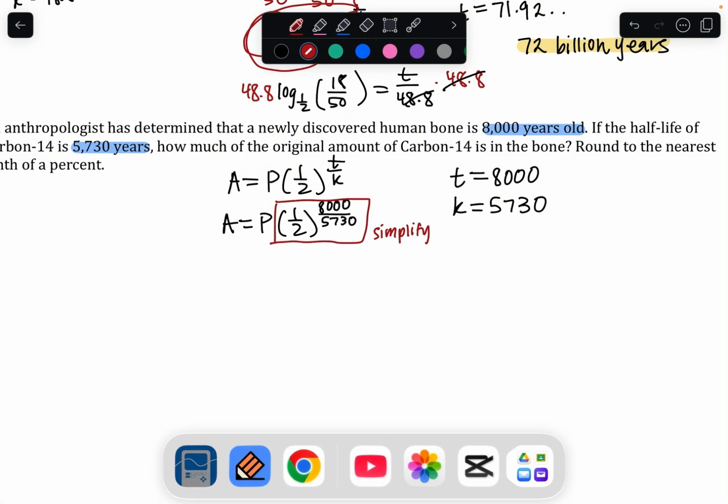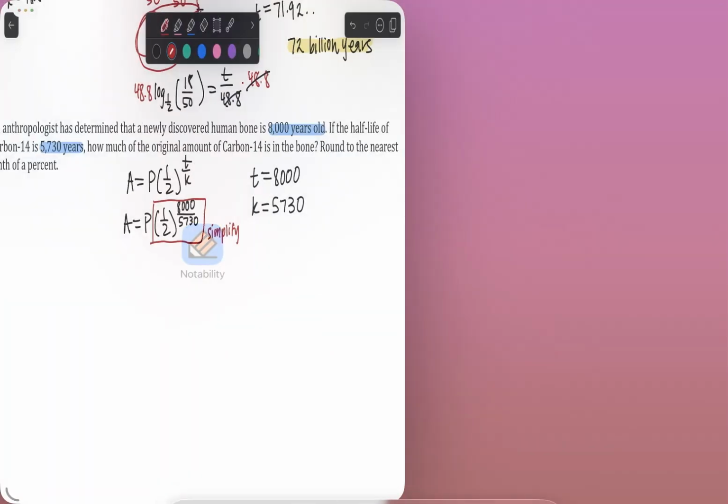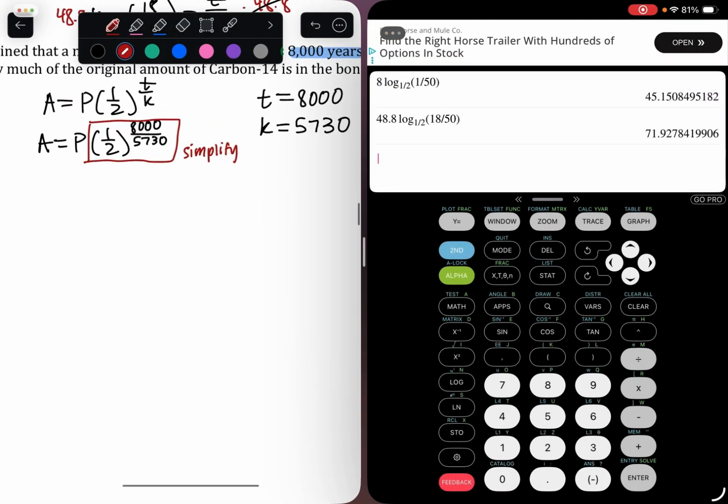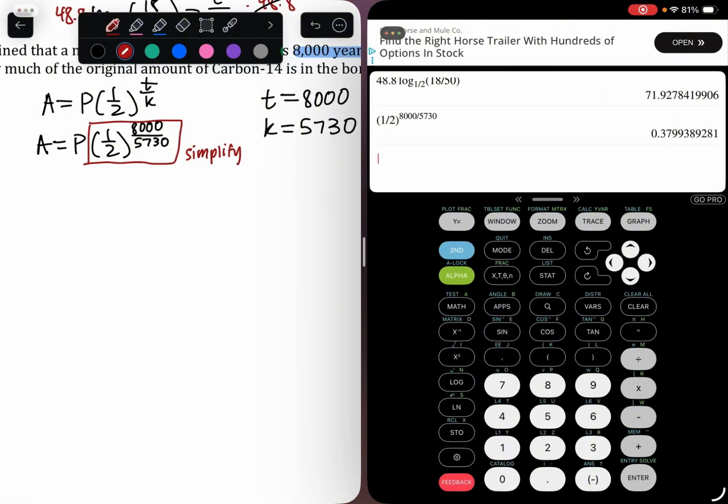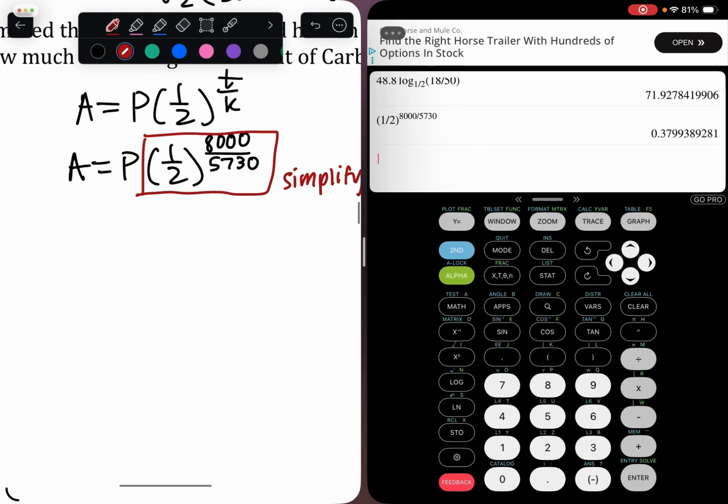Okay, and so what we want to do is simplify this multiplier here, 1/2 to that ugly exponent. Okay, and so when I type that in, probably not going to be a very pretty number. 1/2 raised to the 8,000 divided by, still in the exponent, 5,730. Okay, and so that gives me A equals P times 0.38.